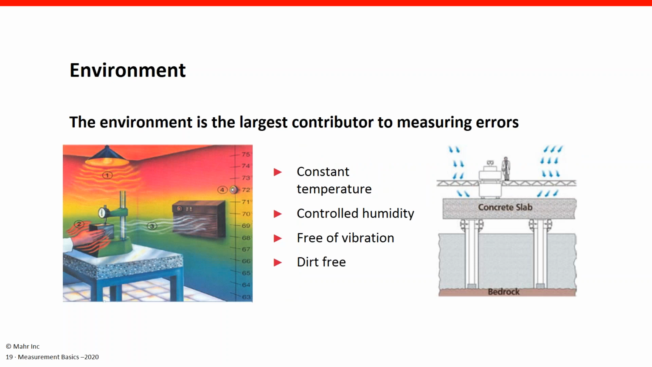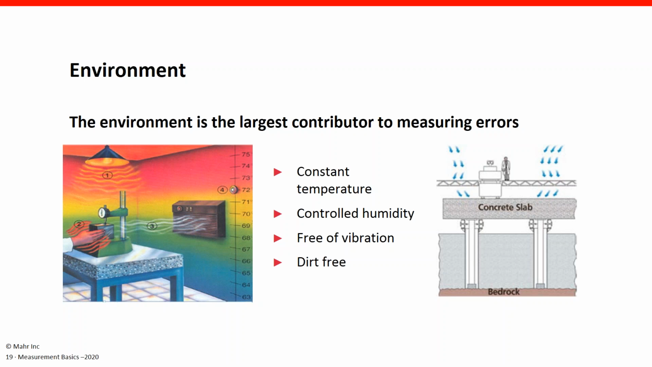And finally, the last part of the measuring process is the environment. And the environment is probably the largest contributor to measuring errors, with dirt and grime and oil and vibration and humidity in the air. There's lots of sources of error with the environment.